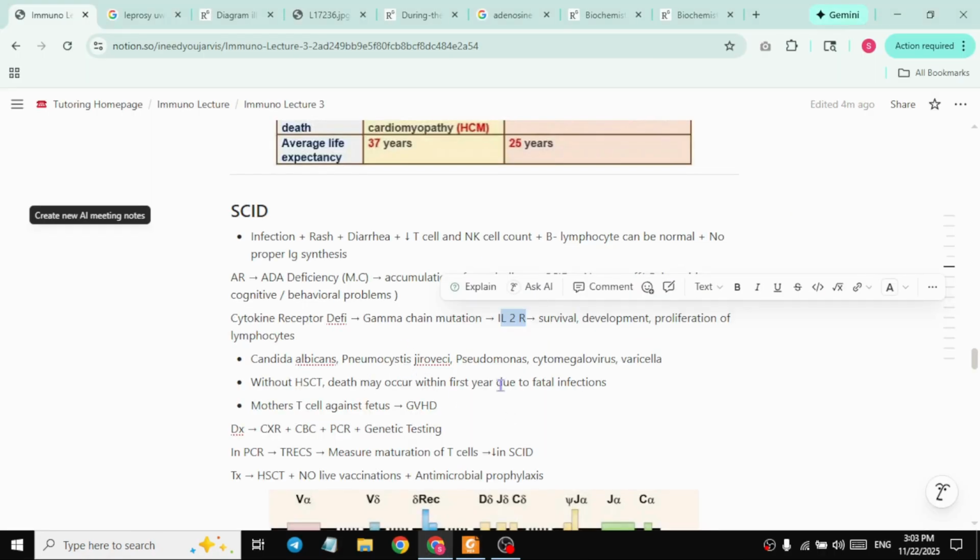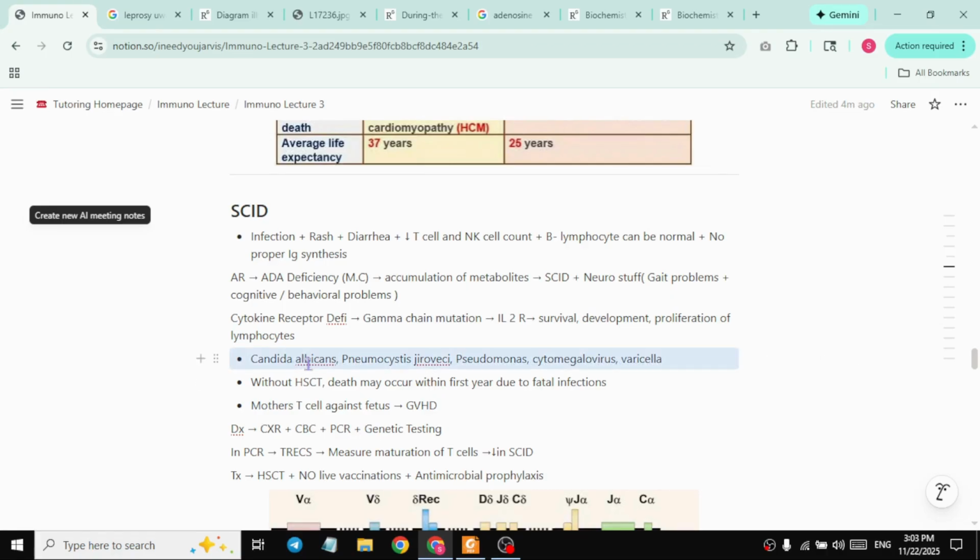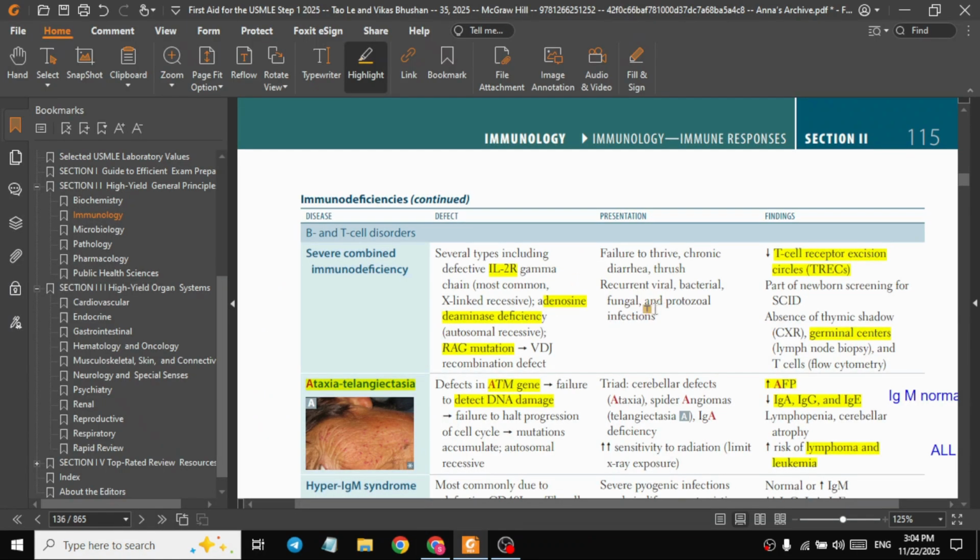And what is this all leading up to? Whatever the T cells were supposed to do, the B cells were supposed to do, not working. So a lot of opportunistic infections are going to come in, right? Candida, pneumocystis. You're going to see the Pseudomonas infections being common. CMV, varicella, very, very common stuff. Okay. Mostly, they've given you all these bacterial, fungal, and protozoal. This is not going to help you in diagnosis. Okay, they've given you all these three, but they're not going to help you in diagnosis.